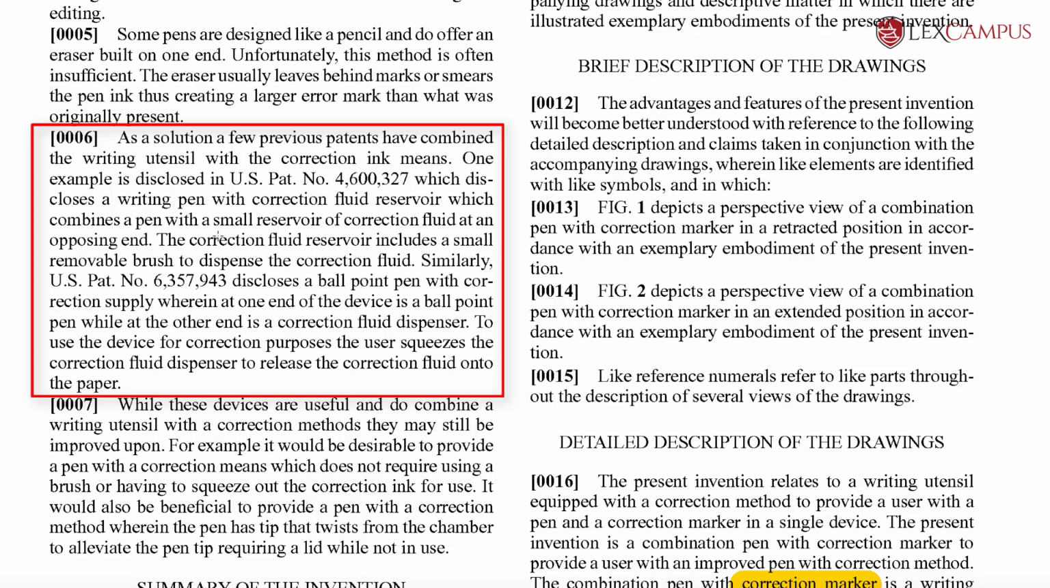So they say there's already some prior art that has been patented. Patent number 327 discloses a writing pen with correction fluid reservoir, which combines a pen with a small reservoir of correction fluid at an opposing end. Now look at this. The earlier patent calls the instrument a writing pen. Now they call it a utensil.